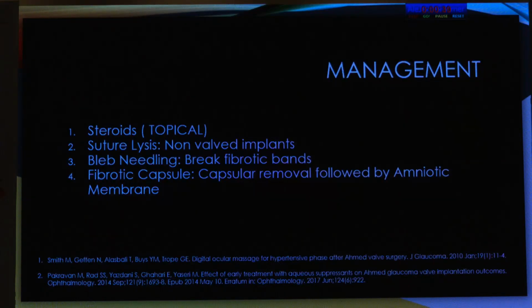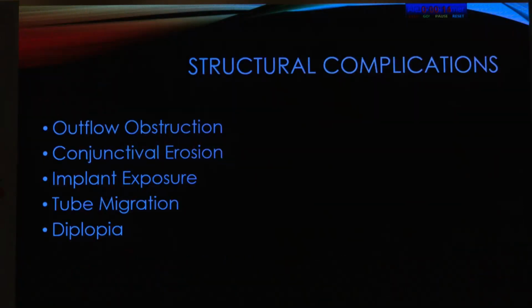Management is to increase the frequency of topical steroid. If it's a non-valvular implant, do suture lysis, remove the ligature, and do bleb needling to break fibrotic bands. If it's not improving with conservative treatment, and sometimes if it is a fibrotic capsule, you have to remove the capsule, put amniotic membrane, and cover it with conjunctiva, then it starts working again. Structural complications: outflow obstruction has been discussed. Conjunctival erosion, implant extrusion, and tube migration can be seen. Diplopia can occur if there is a large bleb causing mechanical obstruction.